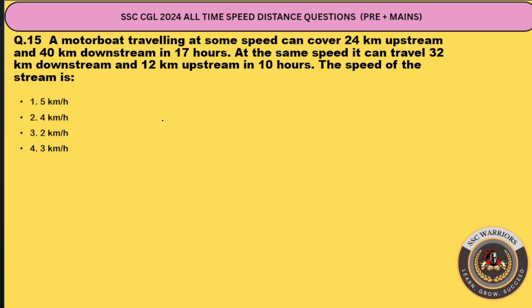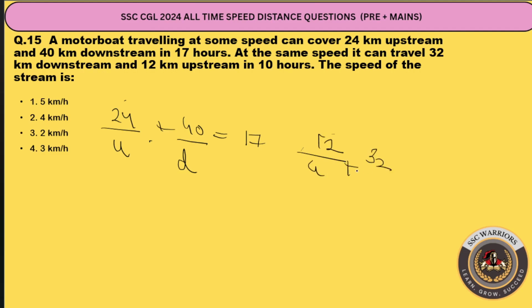a motorboat traveling at some speed can cover 24 km upstream and 40 km downstream in 17 hours. Let upstream speed be u and downstream speed be d, and it is saying again that it will travel 12 km upstream and 32 km downstream in 10 hours.